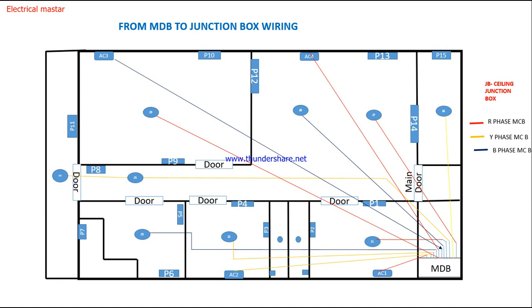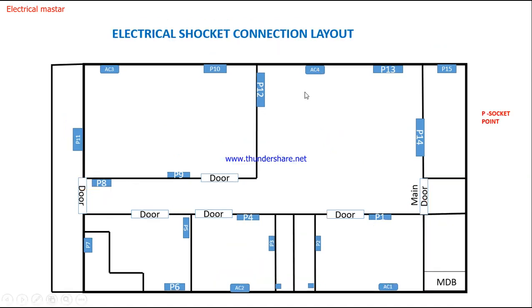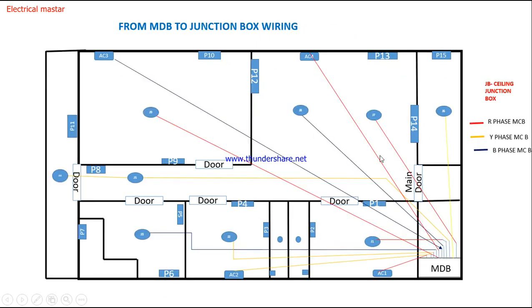So once we install the power socket, now we have to make the junction box. Junction box means JB. From the junction box only we are taking the power to the individual sockets, individual lamps, individual loads. So I put here, wherever I mentioned J, that is the junction box.